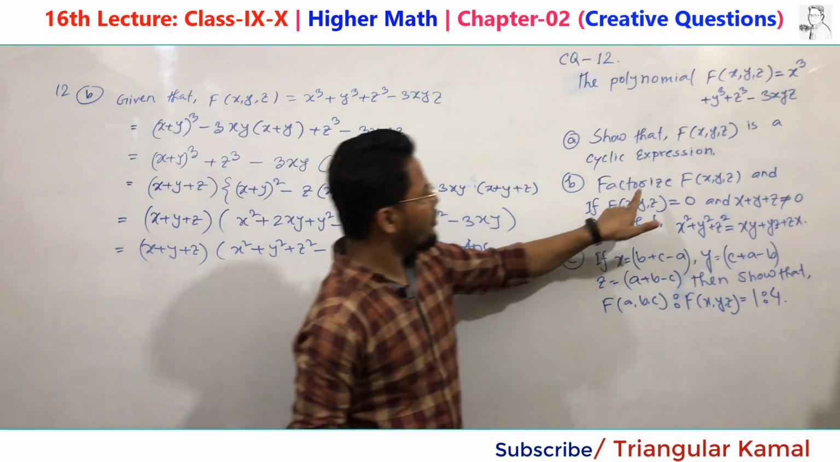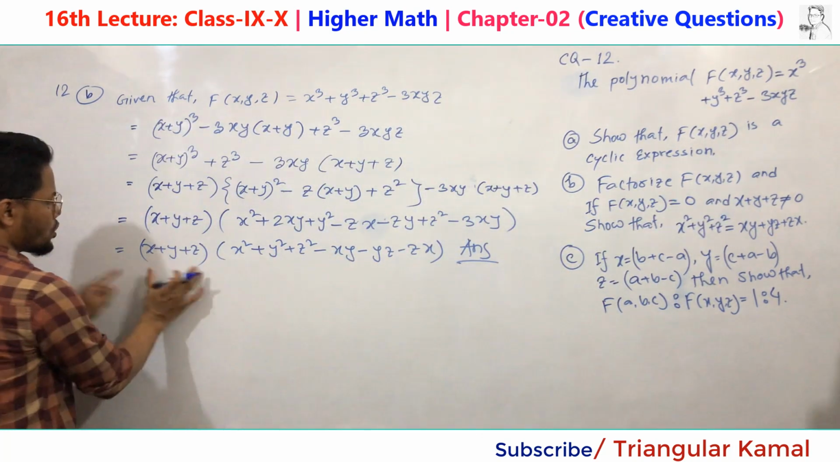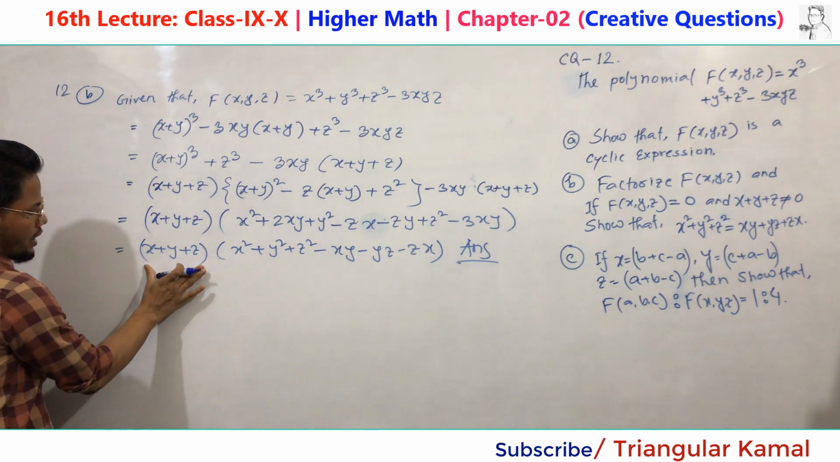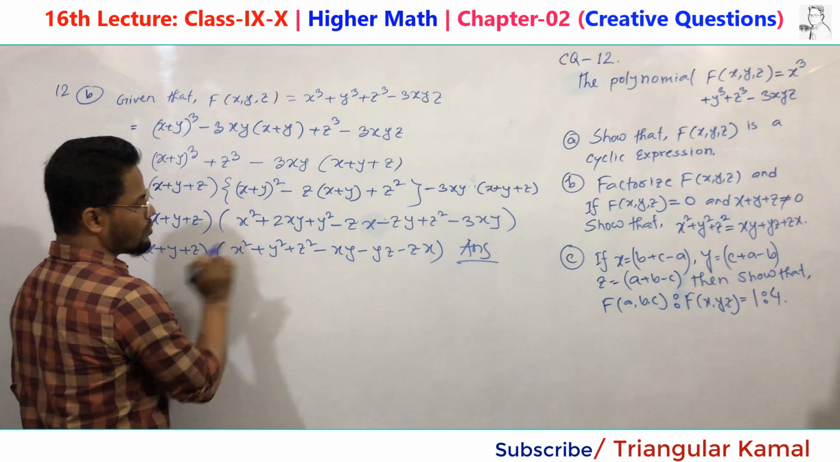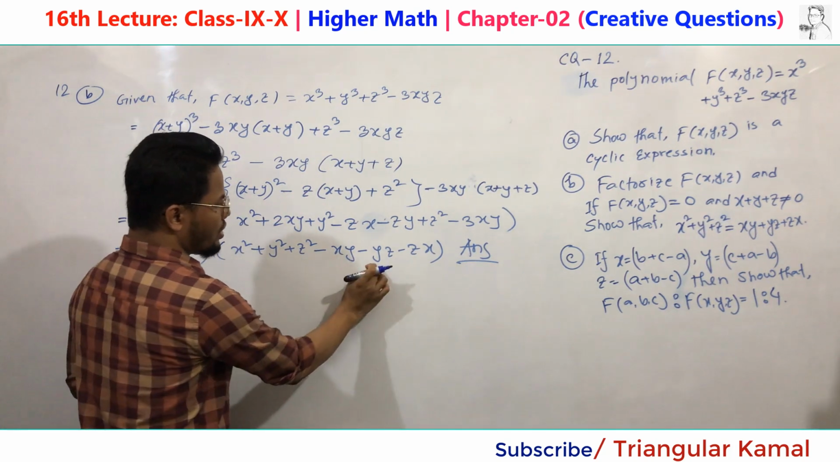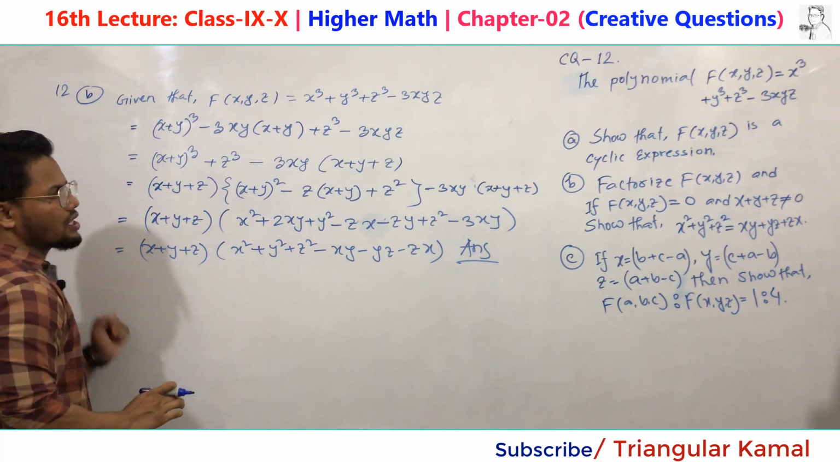And here the requirement is to factorize f of x, y, z. So how many factors here? Two factors. The first one is x plus y plus z, and the second one is x square plus y square plus z square minus xy minus yz minus zx. And this is the answer of the first part.